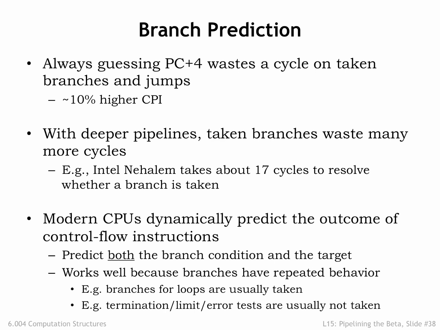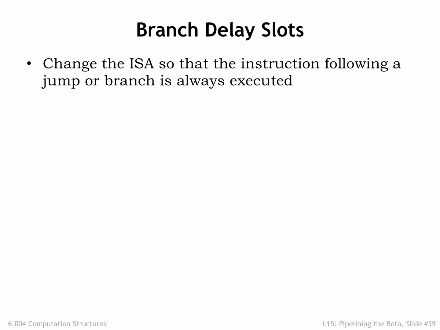Nehalem can even determine if there's a correlation between branch instructions, using the results of another earlier branch to speculate on the branch decision of the current branch. With these sophisticated strategies, Nehalem's speculation is correct 95 to 99% of the time, greatly reducing the impact of branches on the effective CPI. There's also the lazy option of changing the ISA to deal with control hazards.